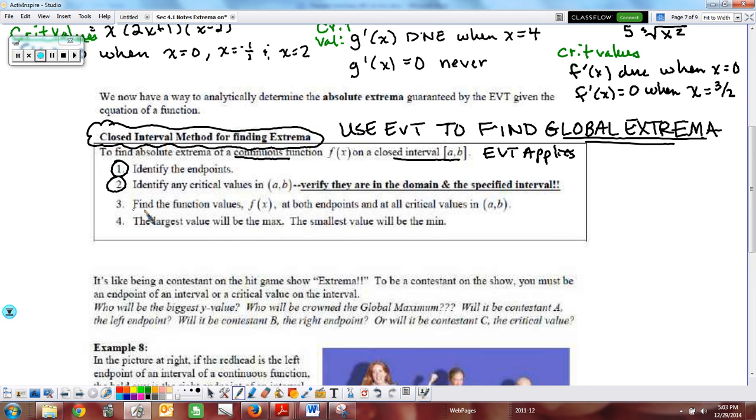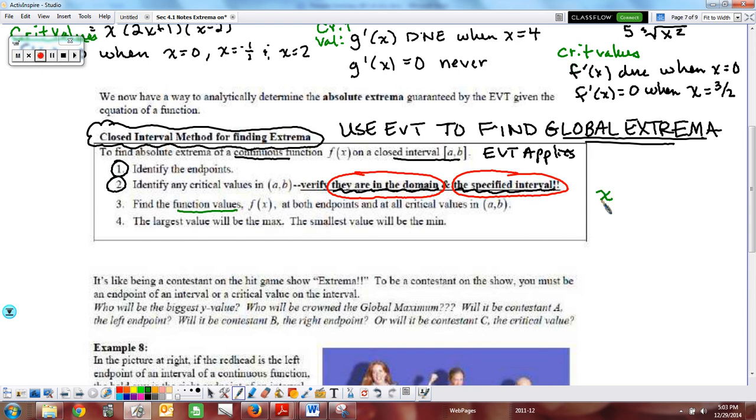Number 2, your global extrema could occur at critical values. So we are going to find the critical values. We want to verify that they're in the domain, okay? And they have to be in the specified interval, because otherwise they don't even have any bearing on the problem. So you do want to make sure. I am going to kind of circle this in red, because these are two things that you have to remember to do. And then basically all you have to do is find the function values.